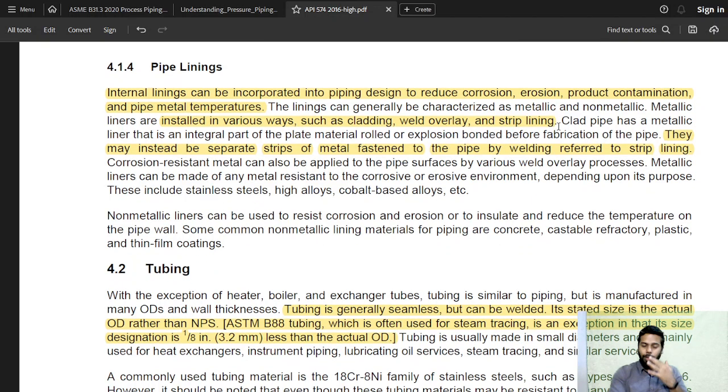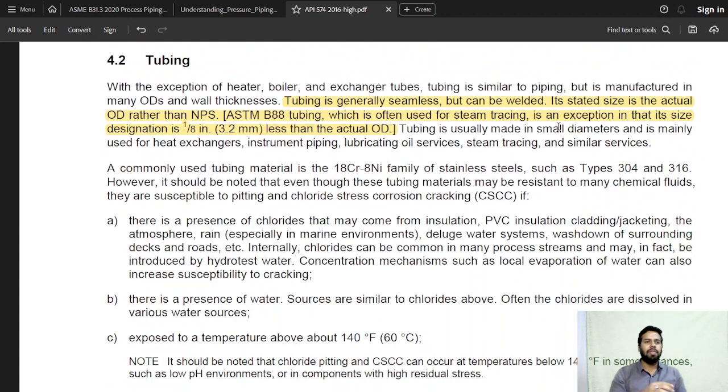Next is tubing. Tubing is basically a very small pipe. Tubings are generally seamless, okay? So you don't have a welding operation to create a tubing. You generally have a bar stock that can be mandrelled inside, so you don't have a visible weld seam on it. So tubings are generally seamless, but they can be welded. Its stated size is the actual OD rather than the NPS. ASTM B88 tubing, which is often used for steam tracing, is an exception in that the size designation is 1/8 inch less than the actual OD.